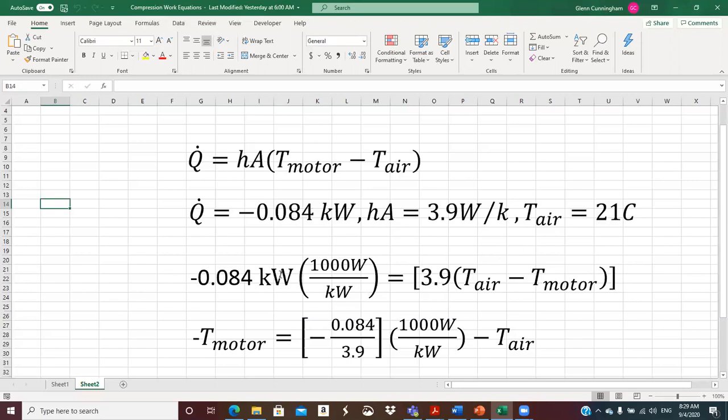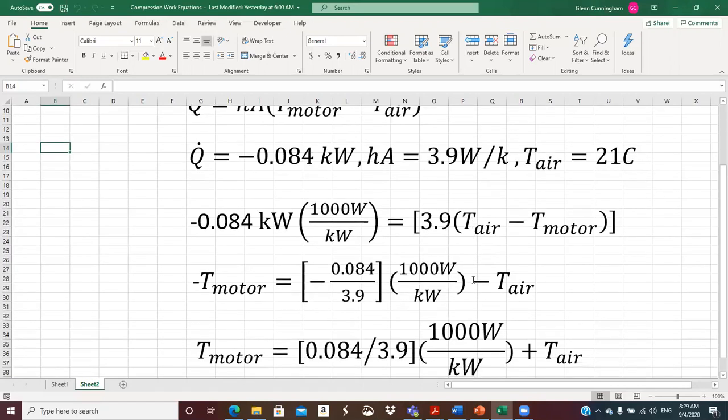And so then, since this is negative on the left-hand side of the equation, this is HA times the air temperature, which is low, and the motor temperature, which is high. So this bracket term, this delta T, will be negative times the 3.9, so I have a negative on both sides of the equation. That's what I'm saying. So that's correct.